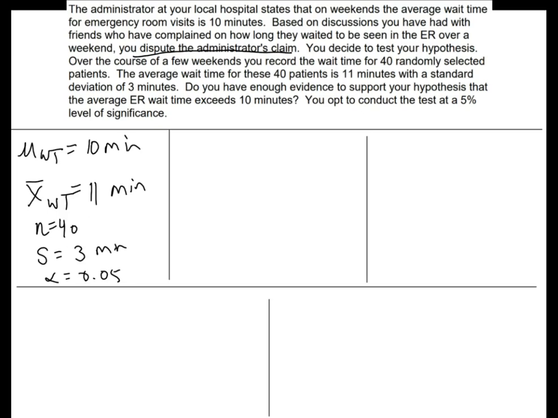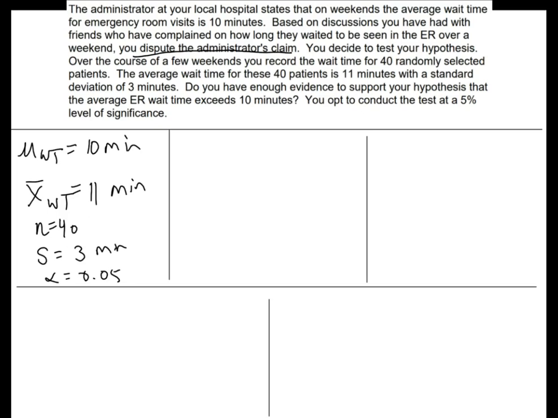What we believe to be true unless the data convinces us otherwise. 10 minutes. You take a sample of 40, and you found in your data, oh, it's actually 11 minutes. Standard deviation of 3. We don't know what the population standard deviation is. And the level of us committing a type 1 error, 0.05. Right, so those are the pertinent pieces of information.